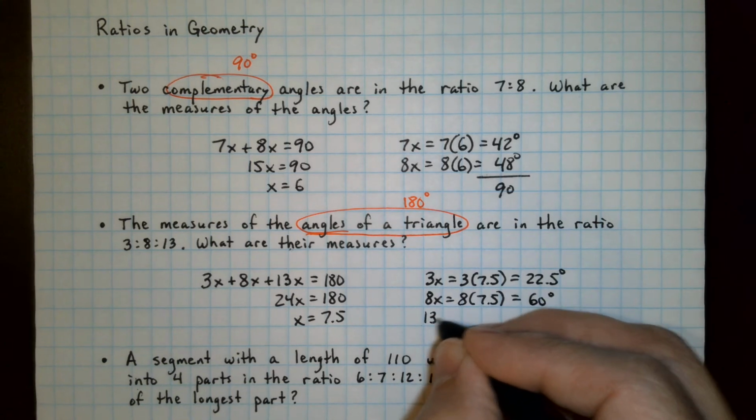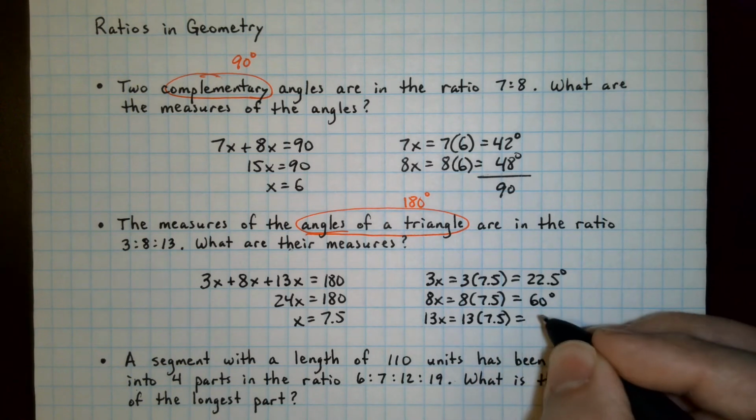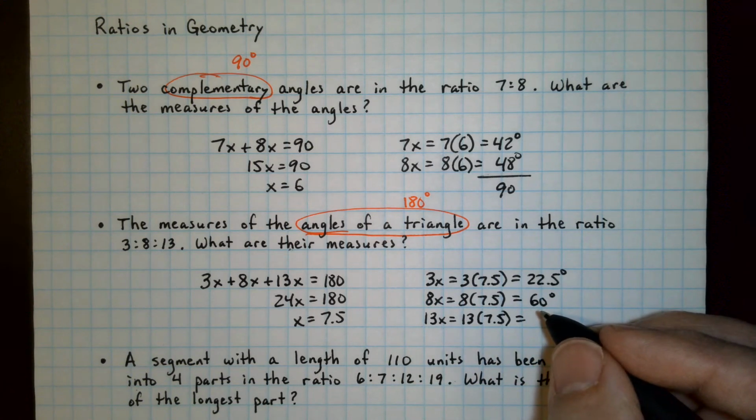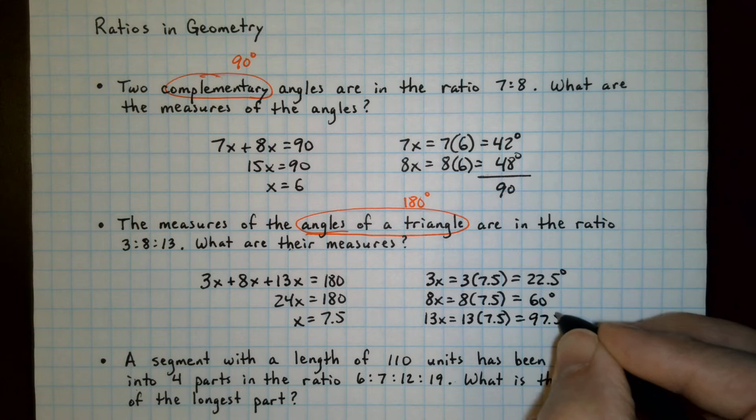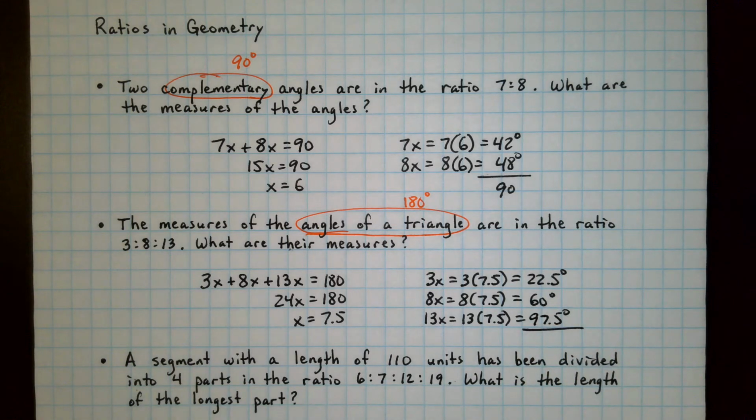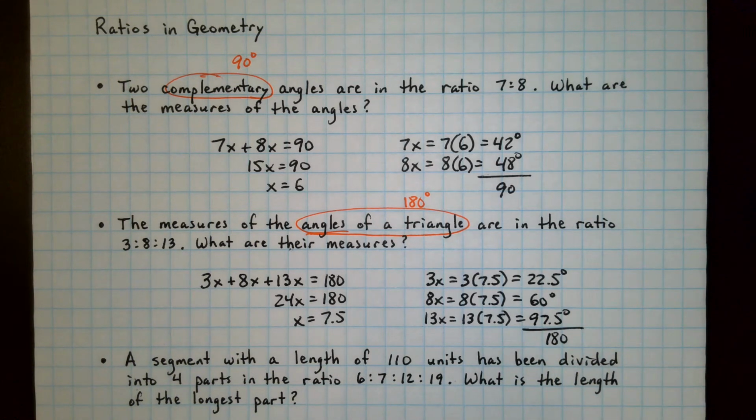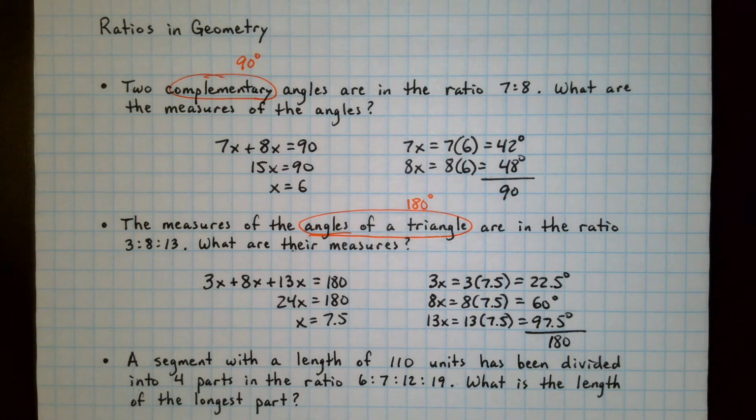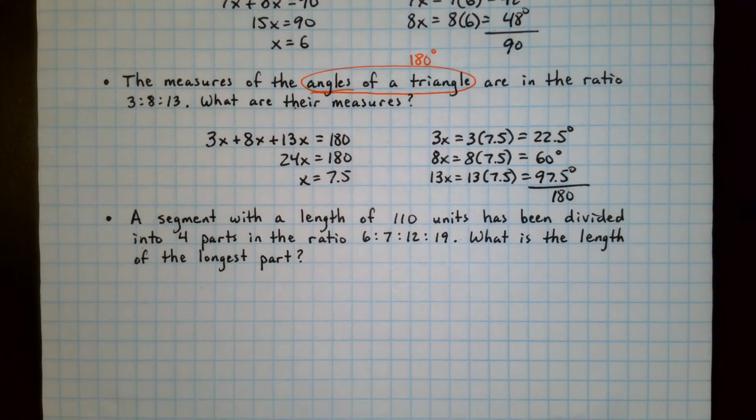And then we have 13x, which is 13 times 7.5. We got 97.5 degrees there. And again, as always, you can double check that and see if you get the total you want, which is 180. So we're good there. This can be done for pretty much any situation where you are separating something into parts.